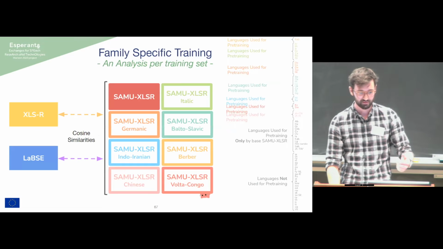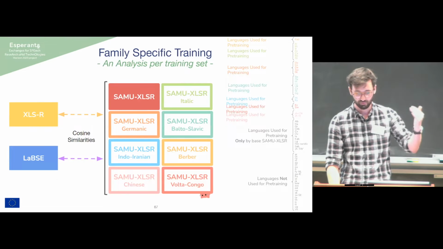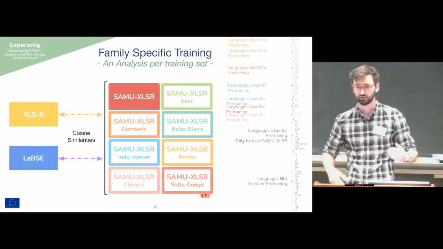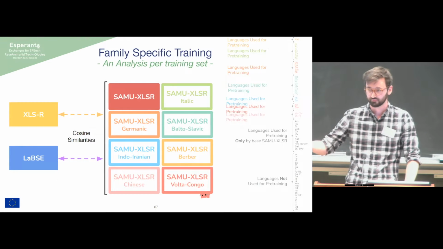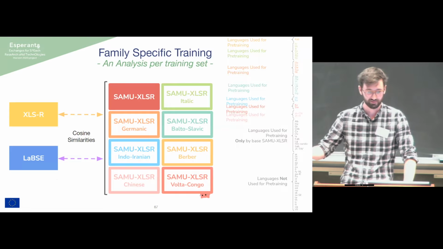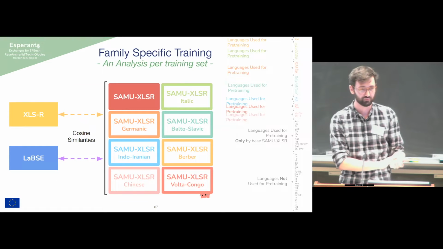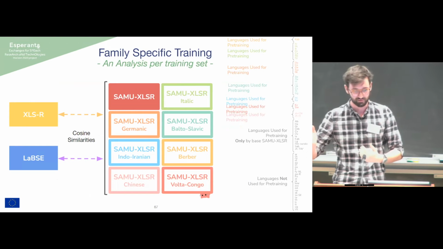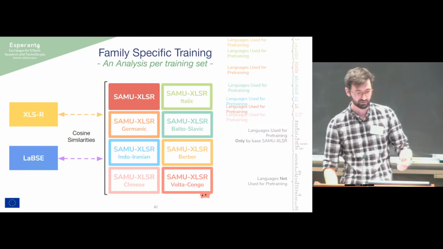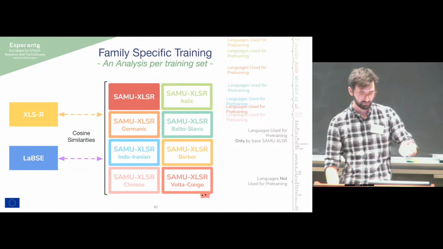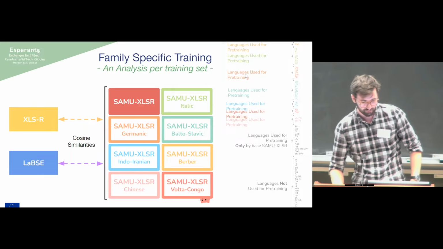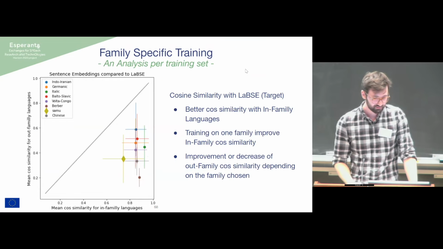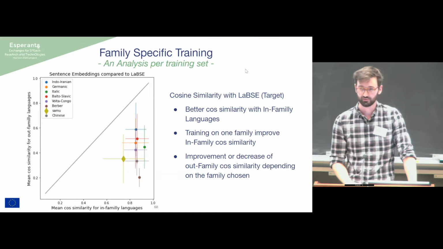Now we're going to see the same thing, but with all the different flavors. For each flavor, the in-family set is the family that was used to train the model, and the out-of-family set is just all the other languages. So we computed again those cosine similarities for all of those models. And then we could observe a few interesting things.